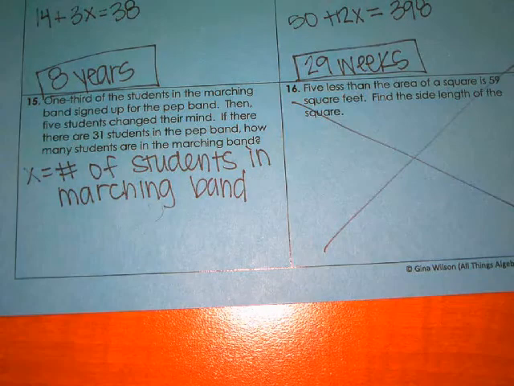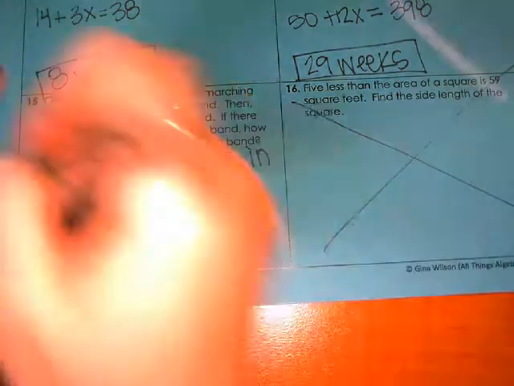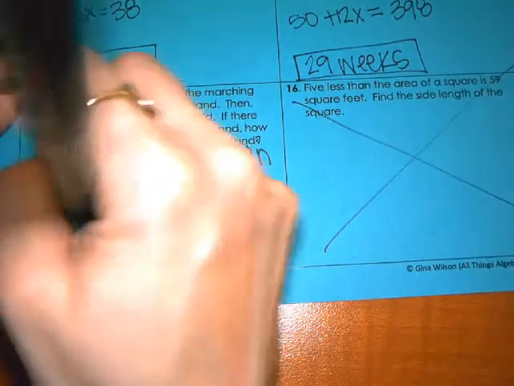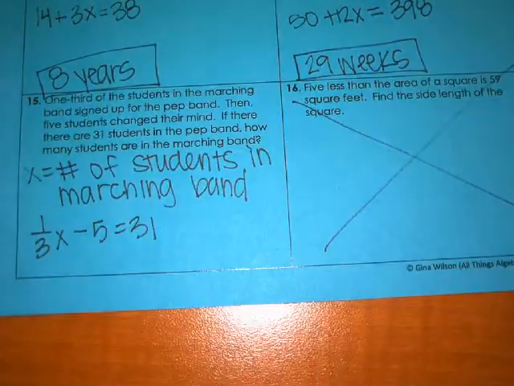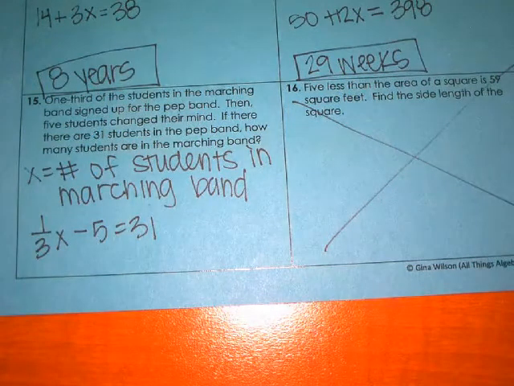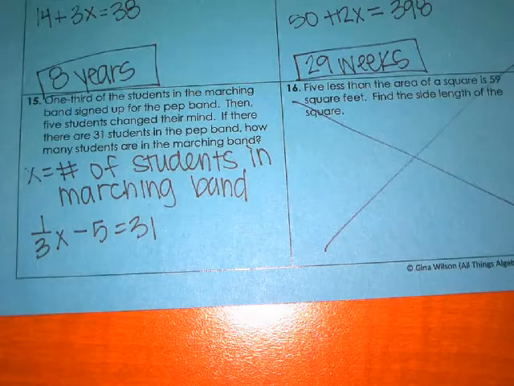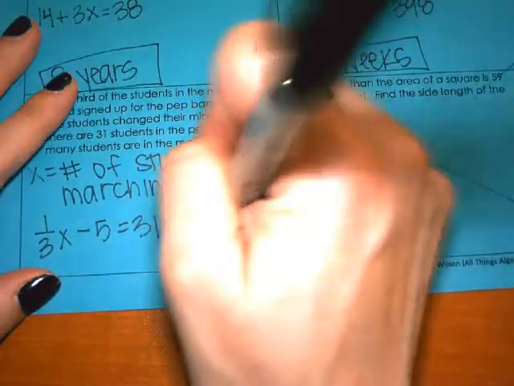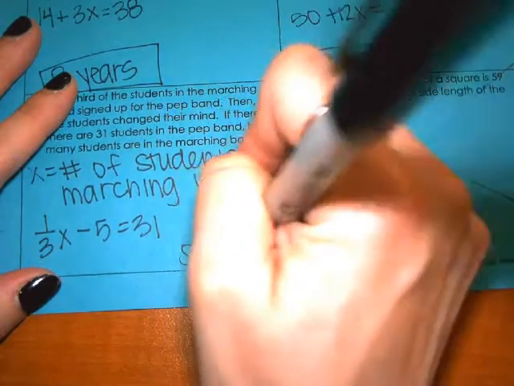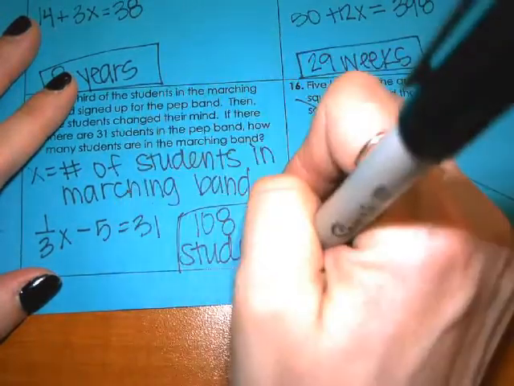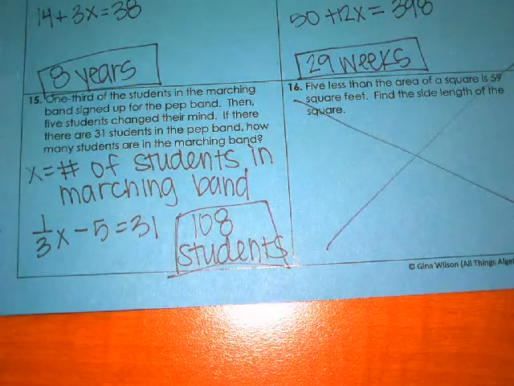Okay, who wants to tell me how to write this one? Ethan. Excellent. 1/3 times the number of students in marching band minus the 5 students who changed their mind equals the 31 students in pep band. So how many students are in the marching band, everyone? Questions on any of this?